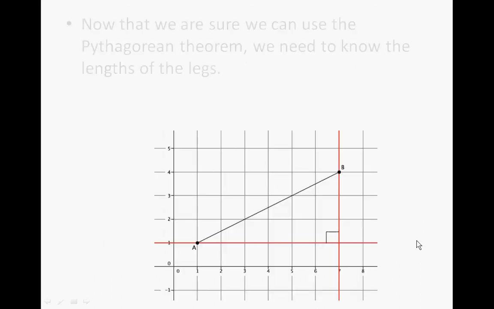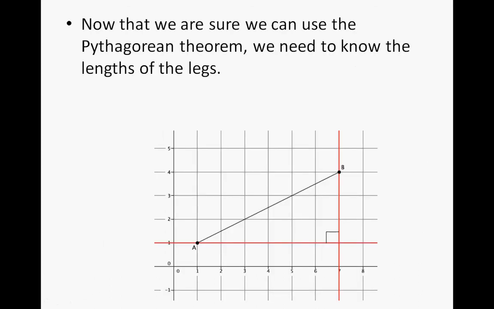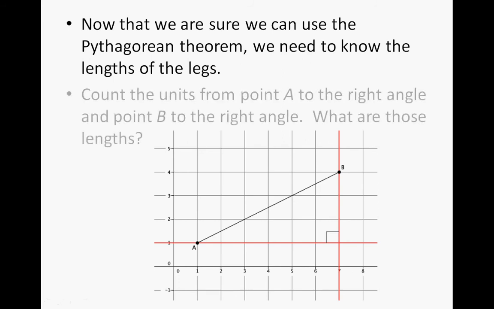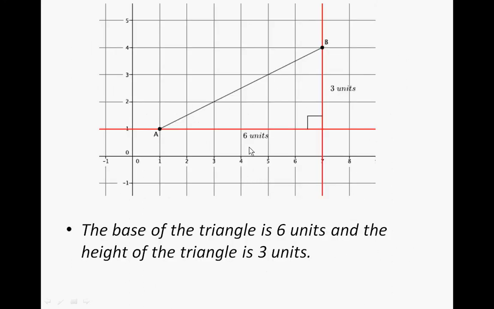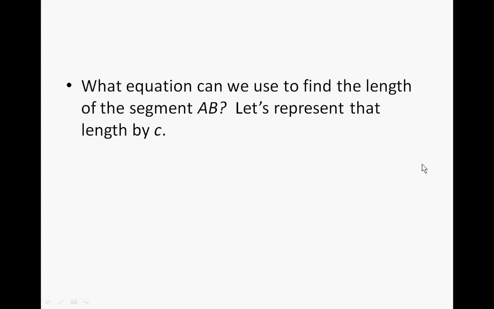All right, so now that we are sure we can use the Pythagorean theorem, we need to know the lengths of the legs. Well, count the units from point A to the right angle and point B to the right angle, and what are those lengths? So from B here and from A here. Well, the base of the triangle is 6 units and the height of the triangle is 3 units. So what equation can we use to find the length of segment AB?